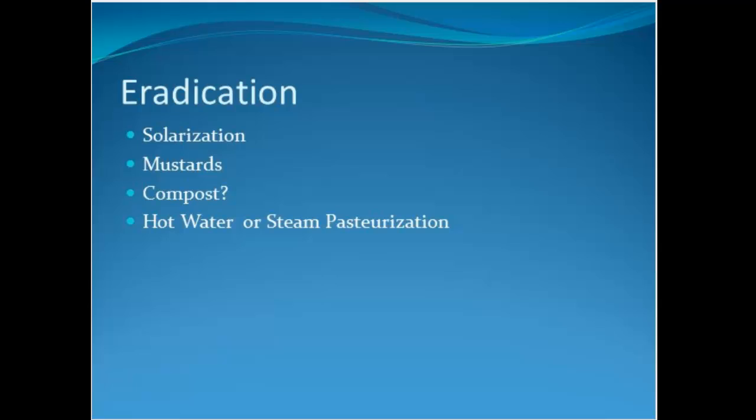There likely are other examples, but these are the ones that came to my mind. Eradication can include such different practices as solarization, the use of mustards, which release a compound called glucosinolate, which has activities that result in killing weed seeds as well as bacterial and fungal disease pests. Compost is a choice in some cases. And lastly, we'll finish up talking about the use of hot water or steam for pasteurization of the soil inside of the high tunnel.